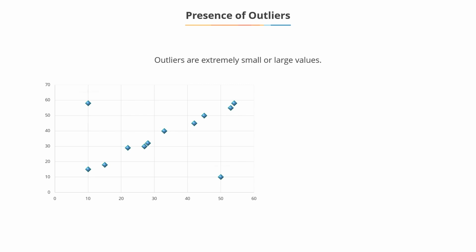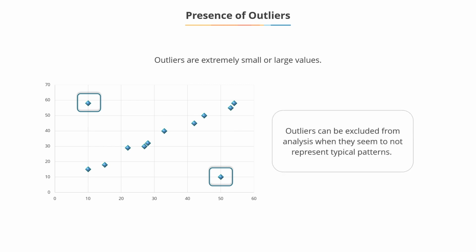Presence of outliers. Extremely small or large values are usually treated as outliers. These can occur owing to unforeseen events like railway strikes and special events. These can be excluded from analysis when they are considered unrepresentative of typical patterns.